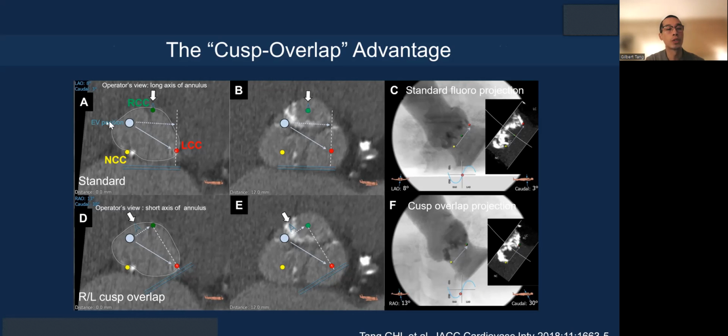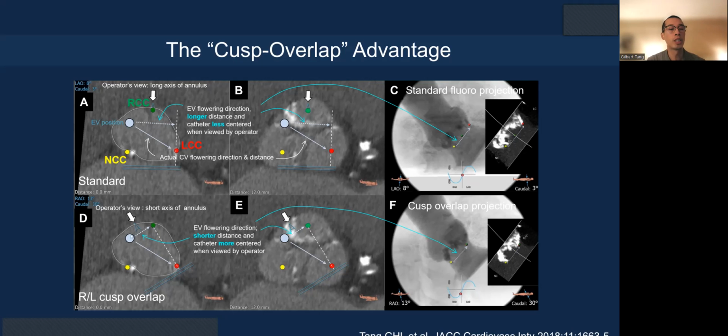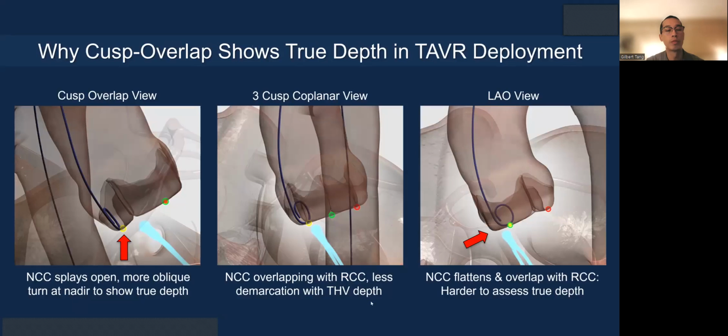And here's an example of how it looks. You can see this is the operator view here as free cusp view, and you have the Evolut positioned, in essence, lodged between the non and the right cusp. Your flowering distance is shown here with this dotted arrow, as you've seen here on fluoroscopy. But the actual flowering distance is this way, across to the base of the left cusp. You can see the longer distance, and the catheter, of course, is less centered because you have to go from here on the left side of the green to the right. Now in the Cusp Overlap view, you can see that the catheter appears more centered, the flowering distance is shorter, and so you make the annular contact faster.